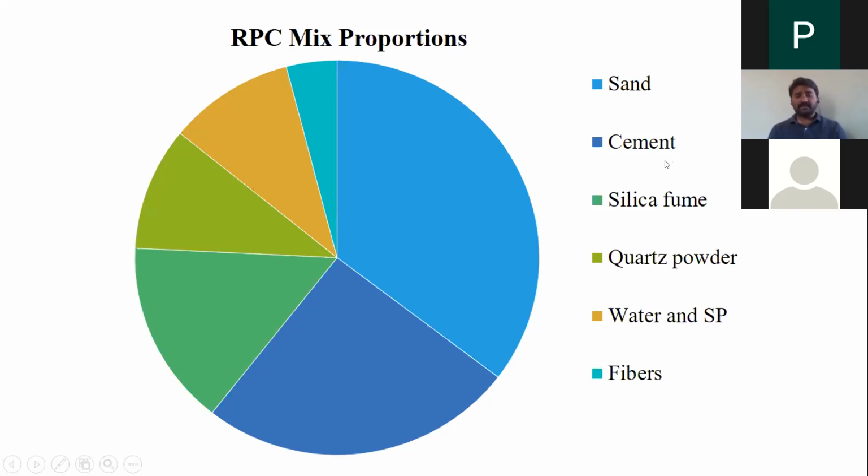Usually I could say one thing: in my studies, I have used a cement content of 900 kg per meter cube. Yes, you heard it right. We used a cement content of 900 kg per meter cube to produce reactive powder concrete. We have also used silica fume, quartz powder, water and superplasticizers, and fiber. These are the fiber content, water and superplasticizer, quartz powder, silica fume, cement, and the major portion is sand. So we have completely avoided coarse aggregate in producing reactive powder concrete.